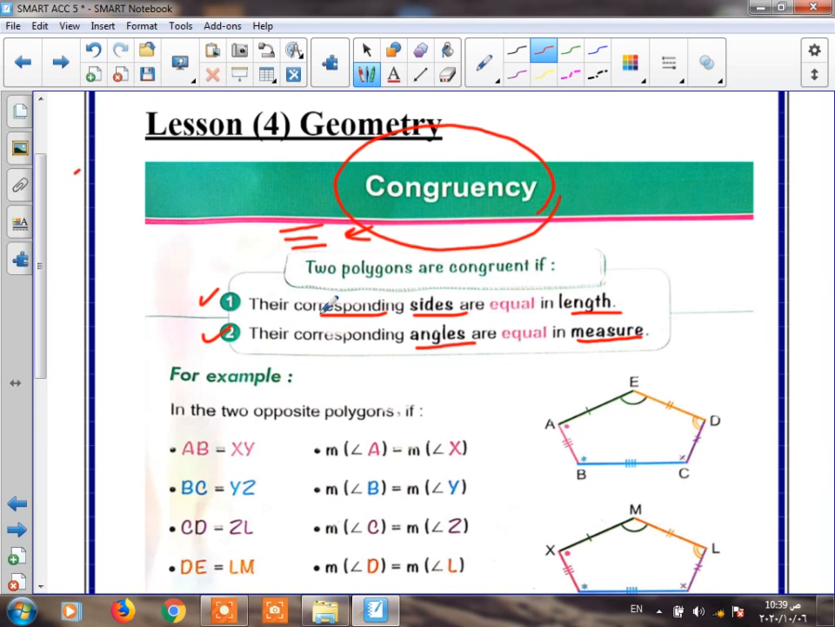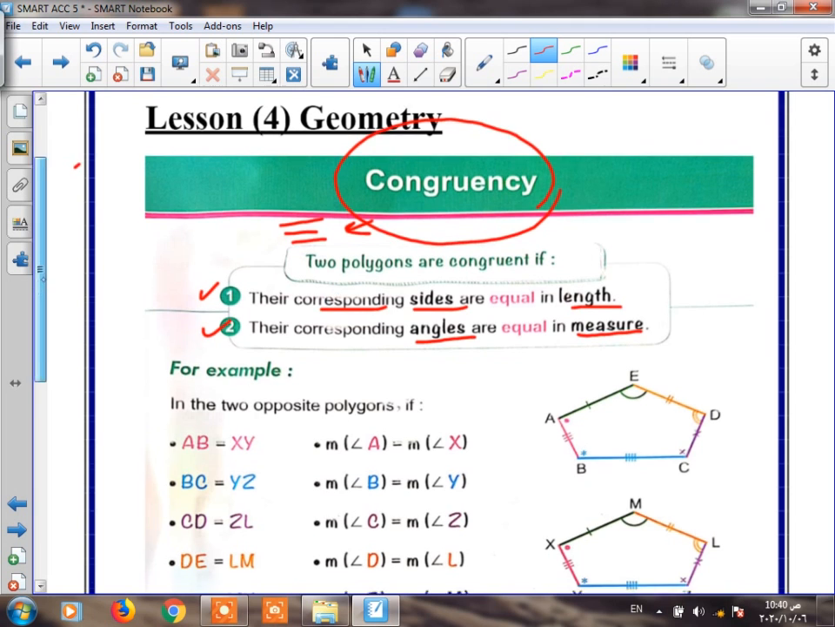So again, the two polygons are congruent if their corresponding sides are equal in length and their corresponding angles are equal in measure. Can I say that their corresponding sides are equal in length only? No, because it is needed to say that their corresponding angles are equal in measure too. So we have two conditions for polygons to be congruent.